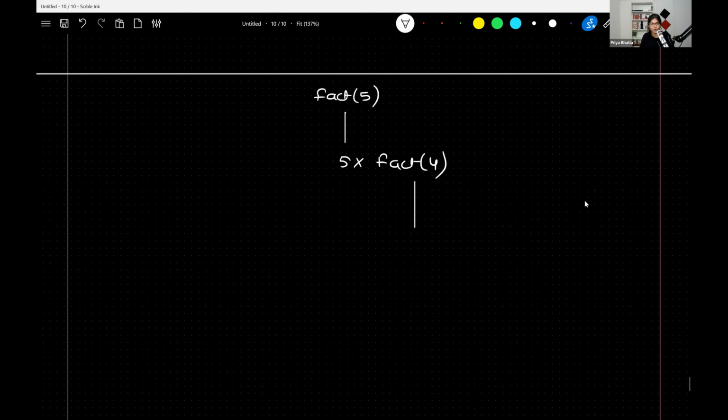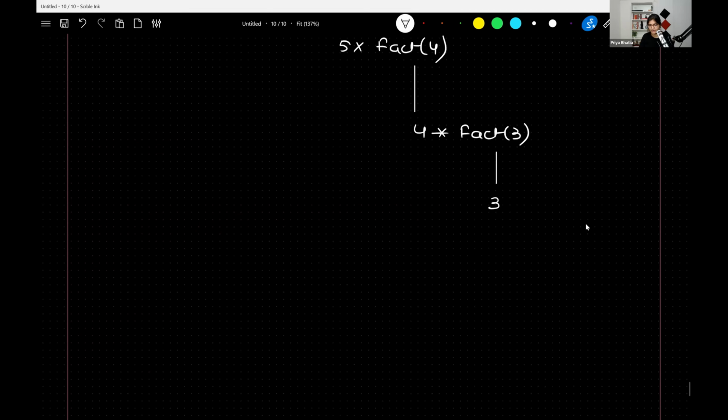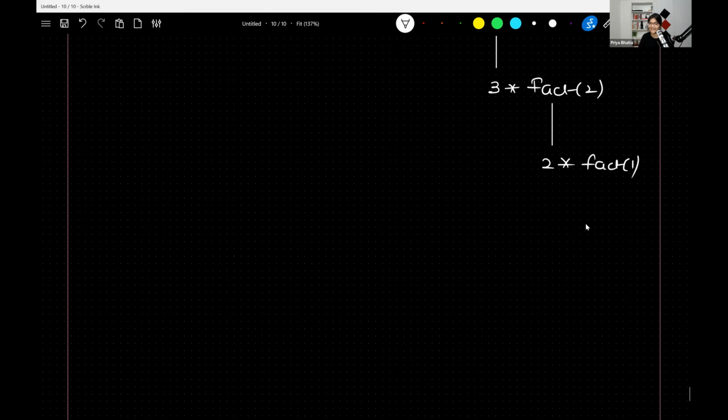Again, my value of 4 is not less than or equal to 1. I will return 4 into fact of 3. Again, my value of n is not less than or equal to 1. It will be 3 into fact of 2. Again, it will be 2 into fact of 1. And this is the point where I reach my base case condition. The answer will be 1.